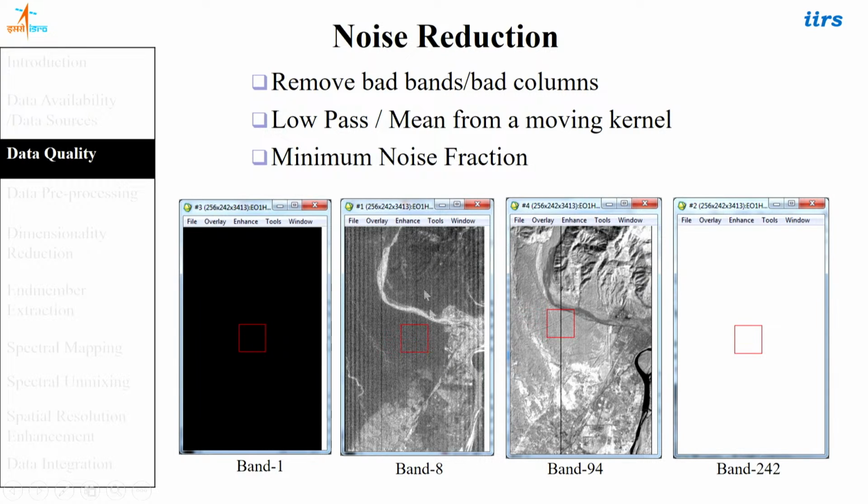Or if you have drop line errors, you pass a mean kernel over the image, and it can get corrected. The third technique is minimum noise fraction. In this we can reduce the noise to a larger extent. I'll be discussing this in data dimensionality reduction also. This is one of the techniques which does the noise reduction as well as the data dimensionality reduction.